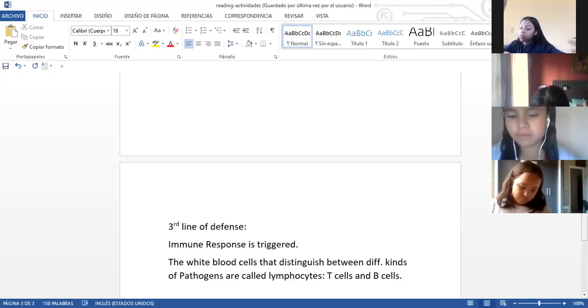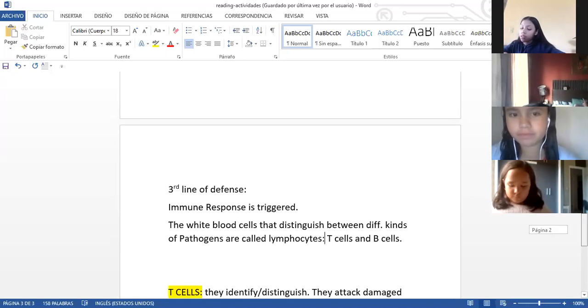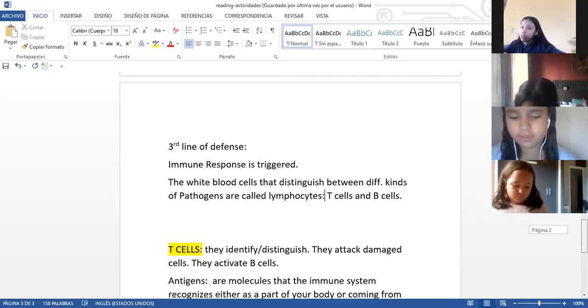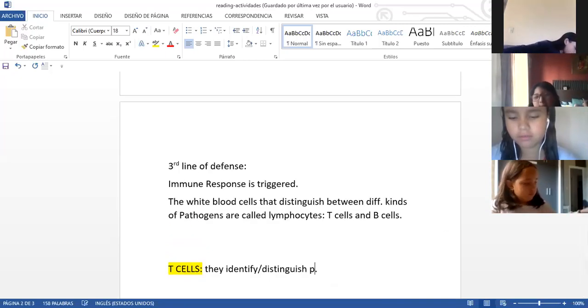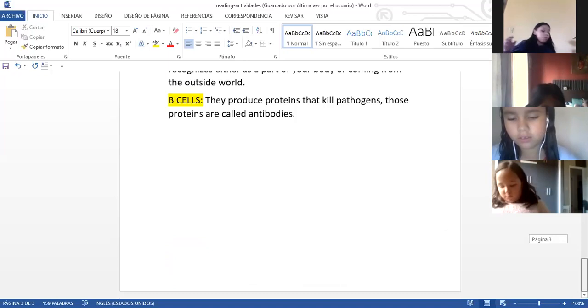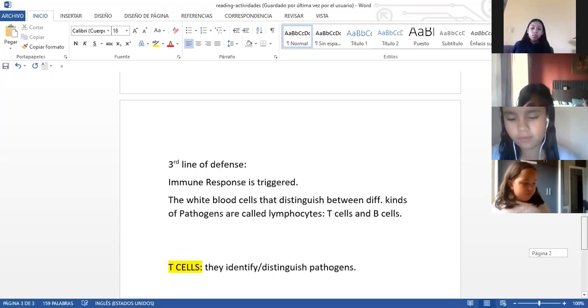Okay, let's go to our notebooks and let's write T cells. And let's write the first function that they do. So the first function of a T cell is to identify or to distinguish pathogens. May I continue reading? Sure, continue.